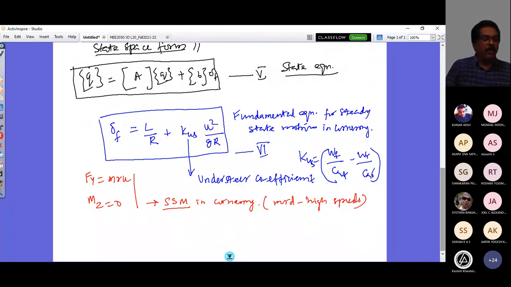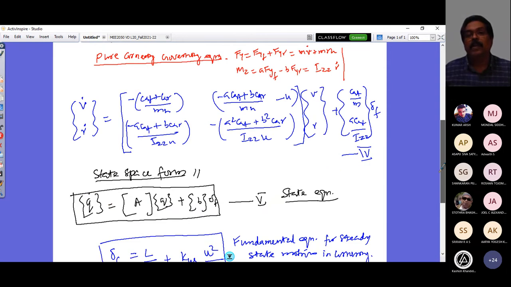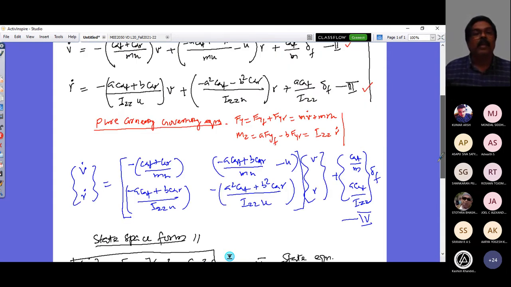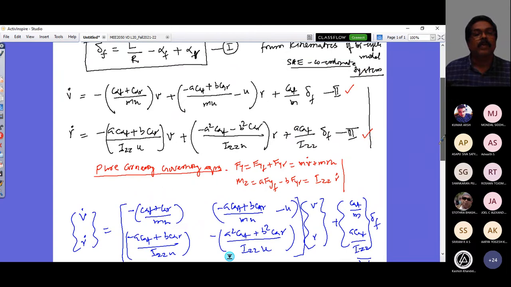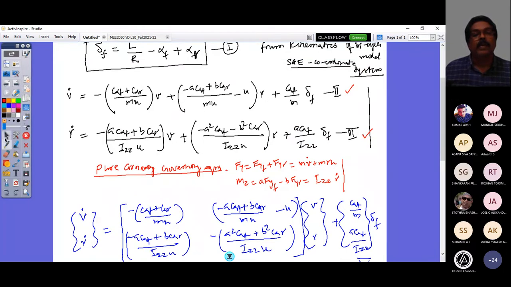So what I am going to do now is look at equation number two and equation number three. These two equations I'm going to take. Let me just take those two equations.